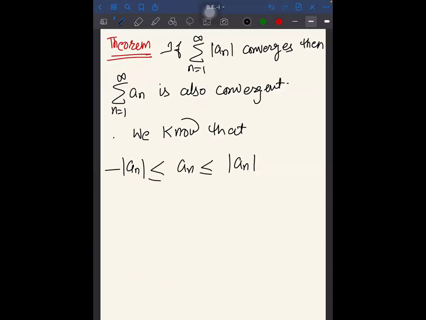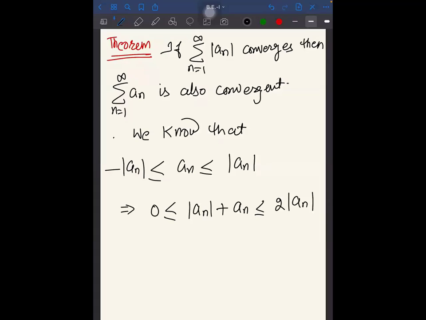चलो, ये तो है ही है ना कि कोई भी term will be lesser than or equal to its modulus and will be greater than or equal to minus of its modulus. Every number satisfies this inequality, right? Okay, so if I add mod of summation an to both sides of this entire inequality, can I write it in this way?